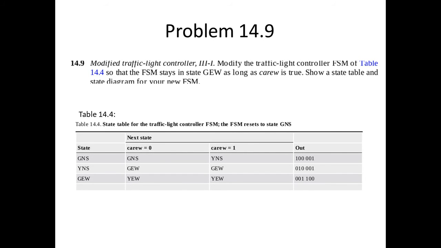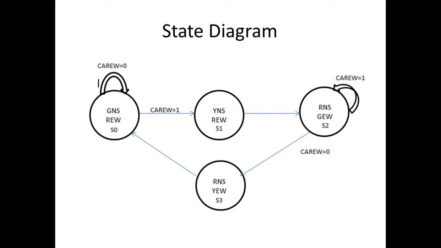For this problem, we are on 14.9, we are given table 14.4 and we are to modify the traffic light controller finite state machine so that it stays in the east-west green state as long as east-west cars are there. And here is the state diagram for this.